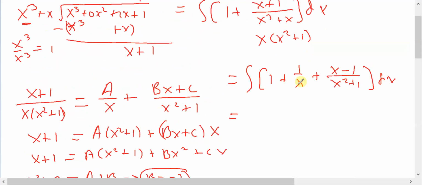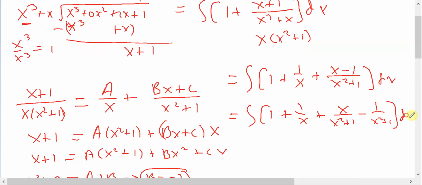And I can integrate these first two, but before I do that, let me split this other one up to get it ready to integrate. So this is going to be x over x squared plus 1 minus 1 over x squared plus 1. And this one I can do, it's in my list of integrals. This one I have to use a substitution, so let me get it set up. I get 2x dx here.